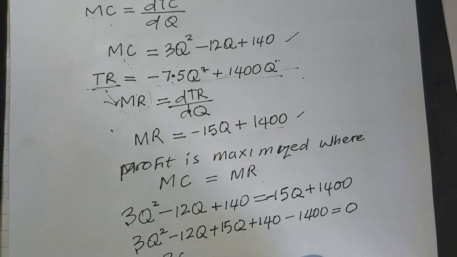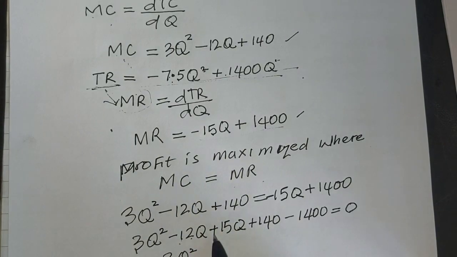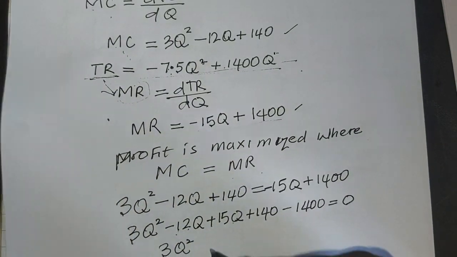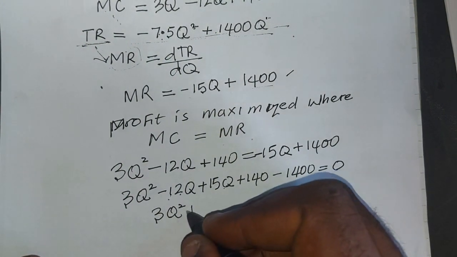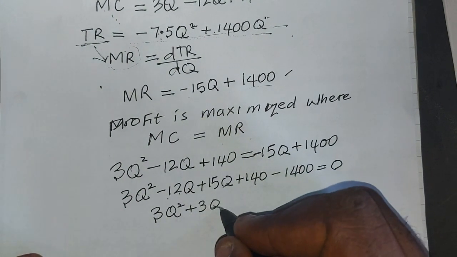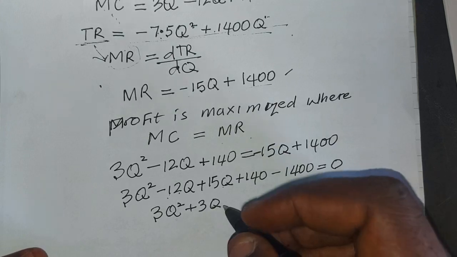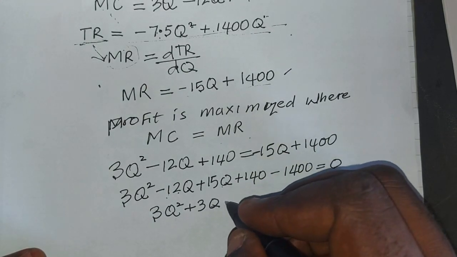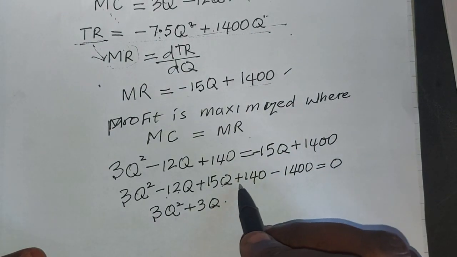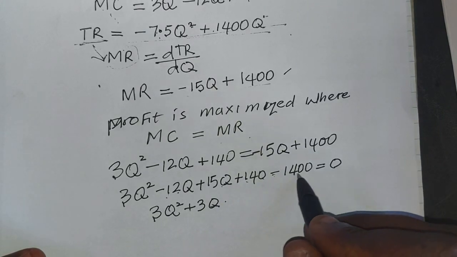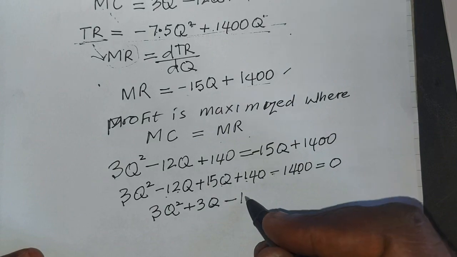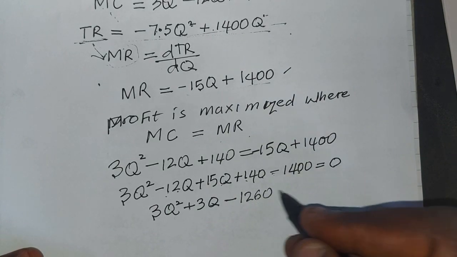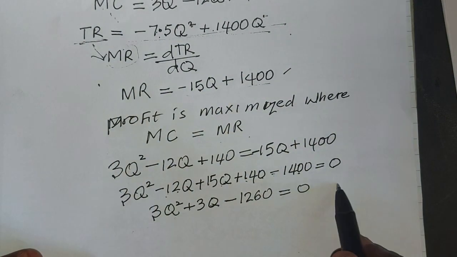So we have 3q squared, 12q plus 15q. 12q plus 15q will give you plus 3q. Then minus, plus 140, minus this minus 140 will give you minus 1260 equals 0. So we need to solve this quadratically.